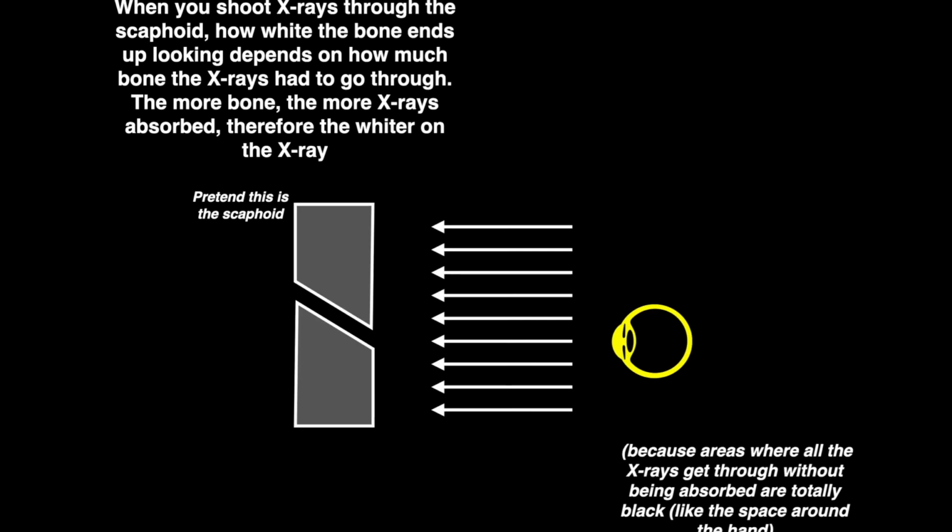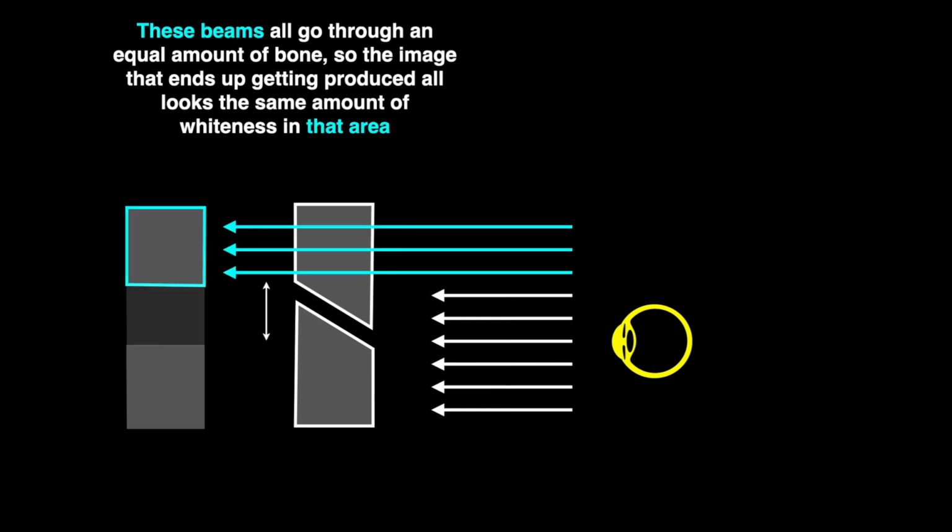When you shoot x-rays through the scaphoid, how white the bone looks ends up depending on how much bone the x-rays had to go through. The more bone, the more x-rays absorbed, therefore the whiter on the x-ray, because areas where all the x-rays get through without being absorbed are totally black, like the space around the hand. These beams here in blue all go through an equal amount of bone, so the image that ends up getting produced all looks the same amount of white.